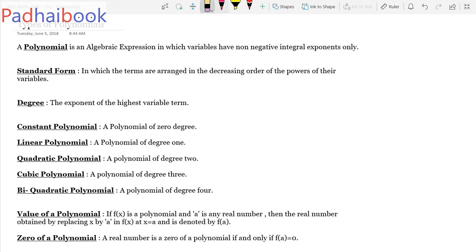For example, if I write some algebraic expression 3x square plus 2x plus 5. Now notice the variables in this expression. x square is the variable, x is the variable, and there is no variable in the last term. All the variables have non-negative integral exponents only. This is called a polynomial.